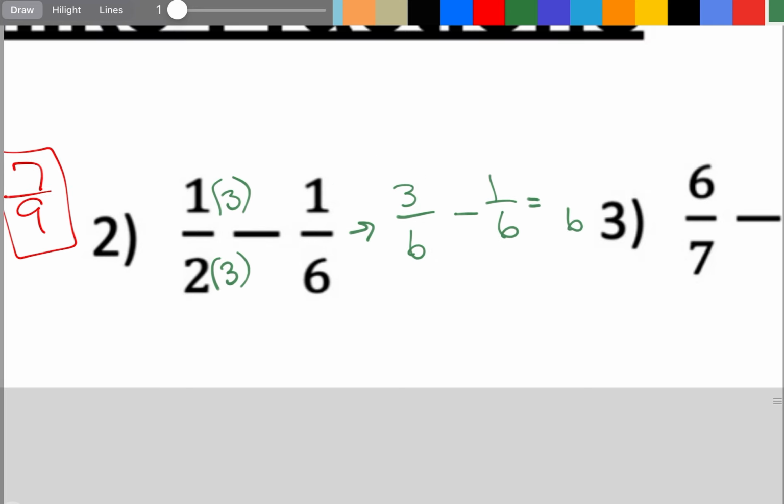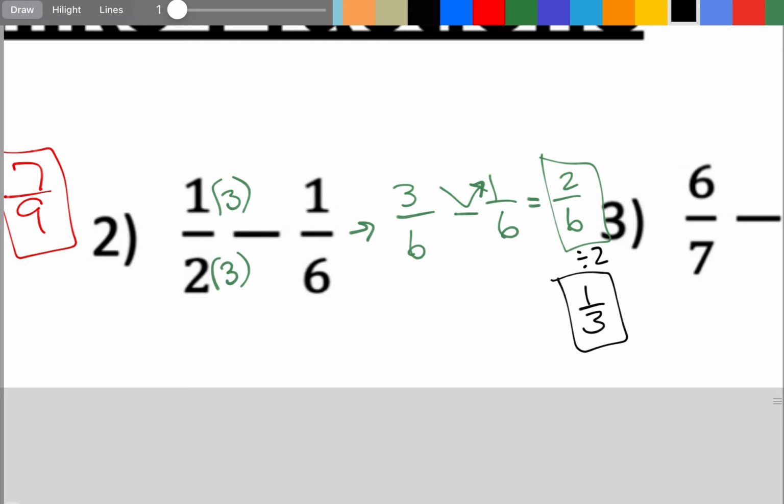Denominators are the same, so we just do 3 minus 1, which is 2. Is this my final answer? Of course not. You can divide them both by 2 and get 1 over 3. And if you think I'm wrong, send me a little message. Tell me in class, hey, I think you got number 2 wrong. And we'll talk about it. All right? We will talk about it.